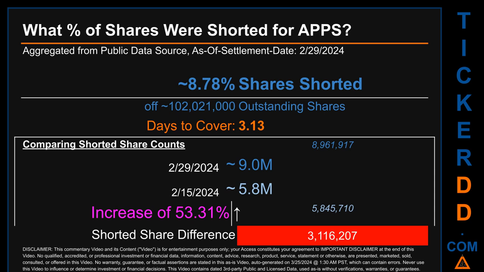Days to cover is 3.13. When I compare the current 2-week period data snapshot against the previous period, ending in settlement date, February 15, 2024, I find that the current snapshot had roughly 3.1 million more shares shorted. This means that, compared to the previous snapshot, the current snapshot has an increase of 53.31% of shorted shares.